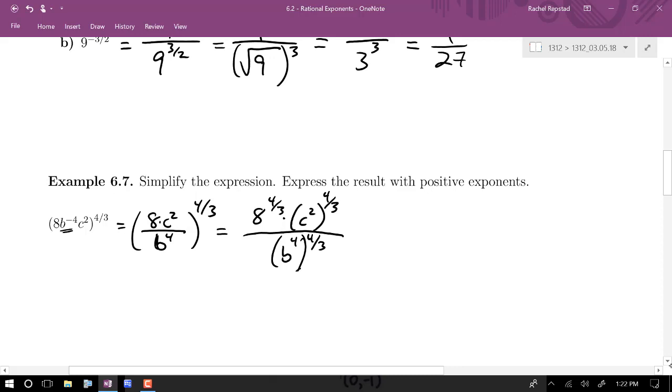What's 8 to the 4/3 power? Can anybody do that without a calculator? How would we start it without a calculator? 32? I don't think it's 32. It is 16. How do you get 16? Take the third root of 8. Yeah. Cube root of 8, and then we're raising that to the 4th power. And that'll eventually get us 16.